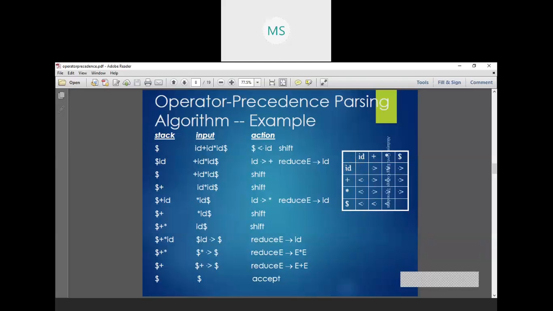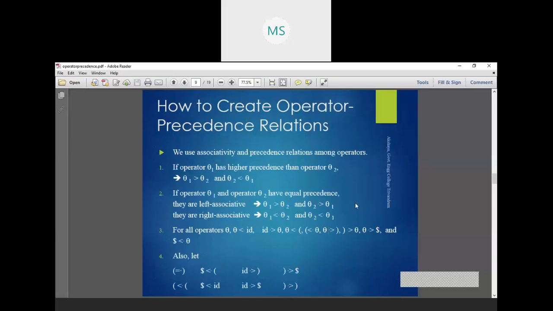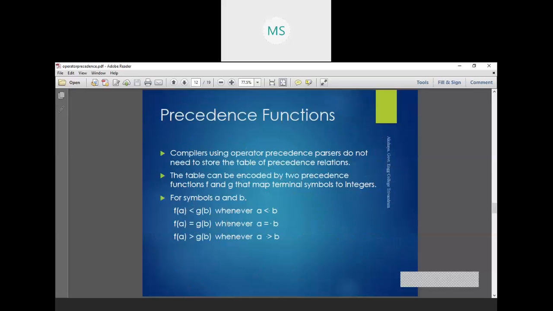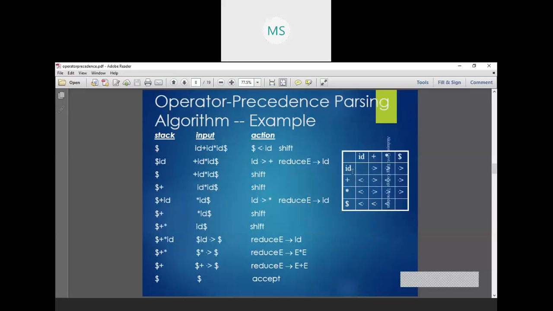See, f of id to g of plus. What is there? F of id to g of plus is the greater than symbol. Because of the greater than symbol, you should write an edge from f of id to g of plus. If it were the less than symbol, then you would write an edge from g of plus to f of id. So for this second one, f of id to g of plus, I am writing the greater than symbol. Now I have to show one more. Next one: f of id to g of star. What is there? The greater than symbol.